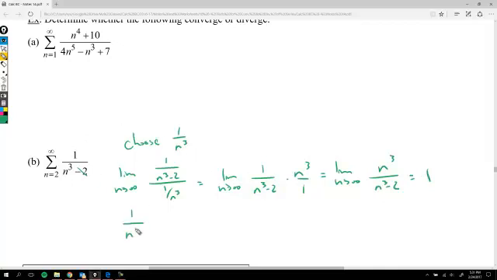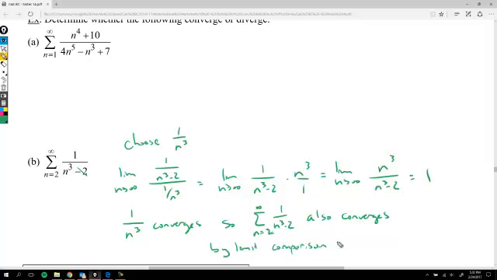I know that 1 over n cubed converges because it's a p-series with p greater than 1. So I can say that my given series, 1 over n cubed minus 2, also converges by the limit comparison test. Again, you might want to take a look at the difference between some of these examples that I've done to see which one you would do when, but we can also talk about that in class.